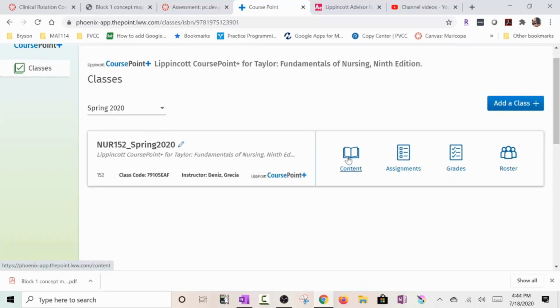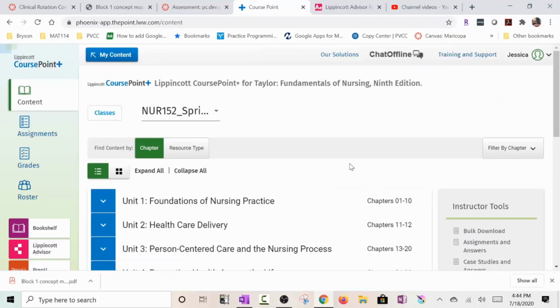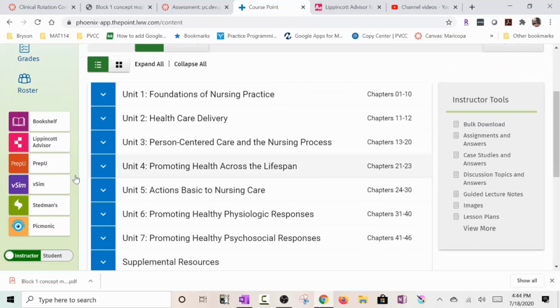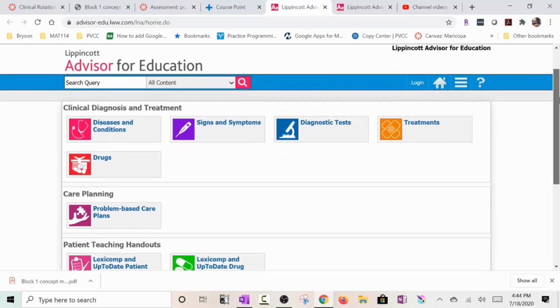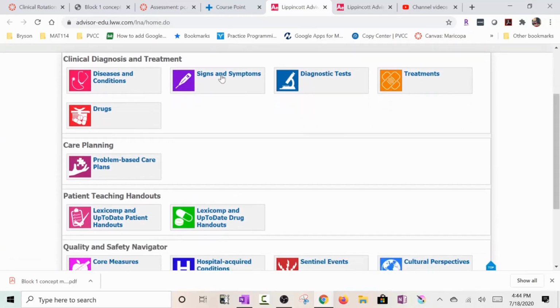We're going to go into content here, so you can see right here content. And then what we're going to do is we're going to click in on this left-hand side here. You see this pink one? It says Lippincott Advisor. We're going to click into that. And when that opens up, we're going to go in. This gives you all of your extra books used for clinical. You have some of your books like your lab book, your drug guide. We're looking for our care planning book, which is right here, problem-based care plans. Click on that.